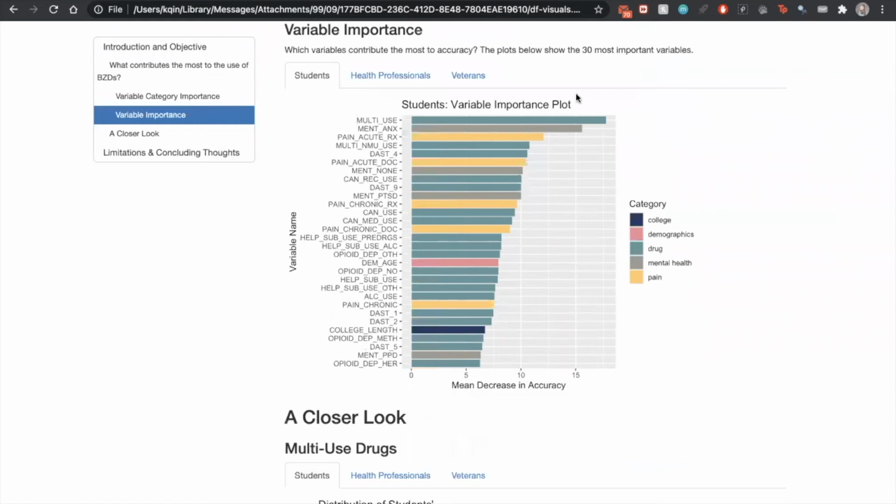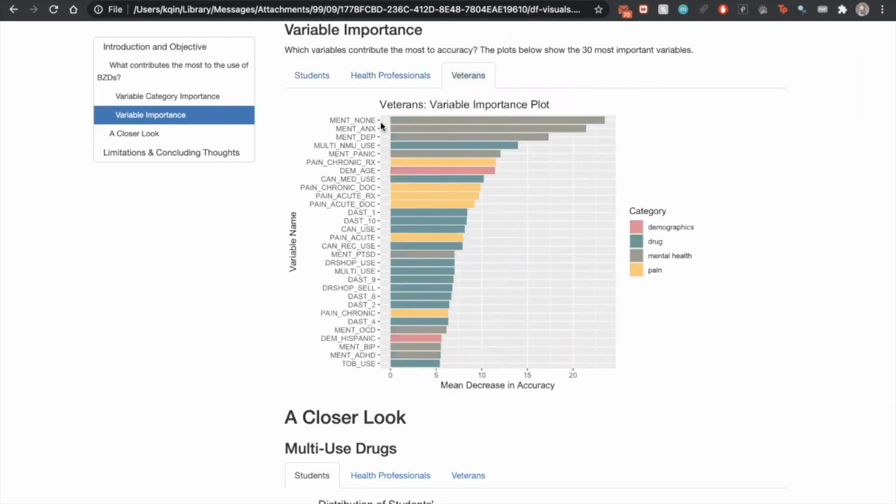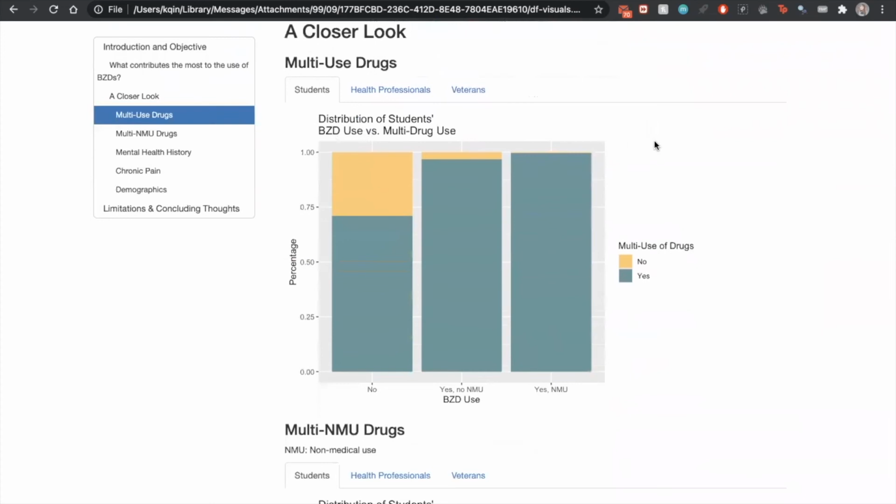This is consistent with the variable importance plots we generated for the 30 most important variables for each occupation. Looking at the most important predictors for BZD use in our sample, we see that for students, the most important predictor was if they had a history of using other drugs. For health professionals and veterans, the 2 most important predictors were whether they had a history of anxiety or mental illness. Keeping the variable importance plots in mind, we wanted to take a closer look at how exactly the most important predictors influence BZD use in each occupation in our sample.